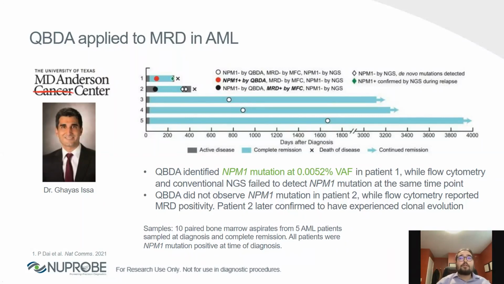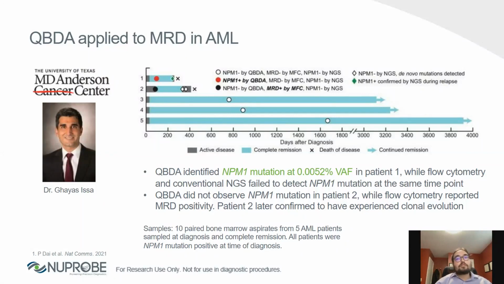And in a second patient, QBDA as well as other NGS did not observe NPM1 mutations. In this case, actually, flow cytometry did report MRD positivity. NGS results at later time points during relapse confirmed the lack of NPM1 mutations, but did detect de novo mutations in KDM6A and PHF6, which we think suggests that this patient experienced clonal evolution, driving their relapse. So while QBDA did not detect these mutations, this likely is due to the makeup of the initial prototype panel rather than the technology itself.